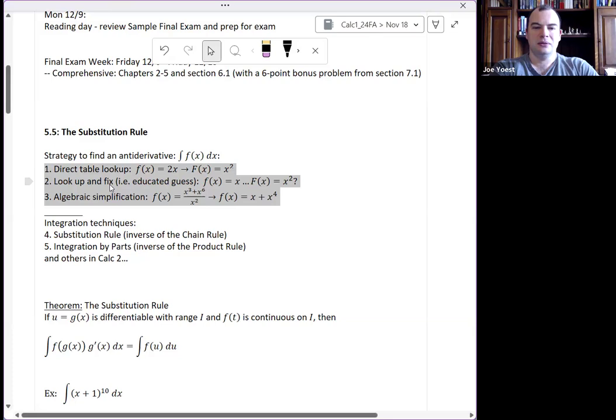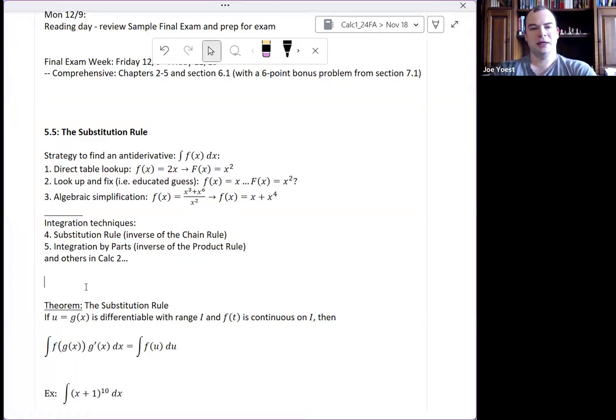So don't forget what we've learned already, but we've already seen that there are some instances where we come up to an integral that doesn't really yield to these simpler techniques. And that's where the discussion of integration techniques comes in. And we'll be talking about the substitution rule, which is, in a sense, the inverse of the chain rule. And we'll be talking about integration by parts, which is, in a sense, the inverse of the product rule. And others will be introduced in Calc 2 as well. So Calc 2 will pick up with these integration techniques and some others.